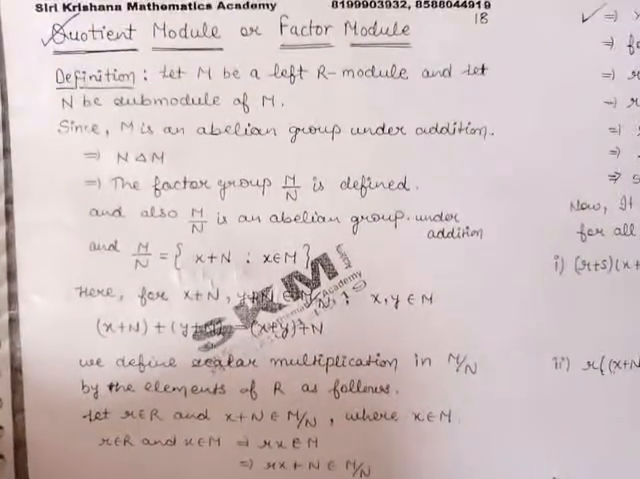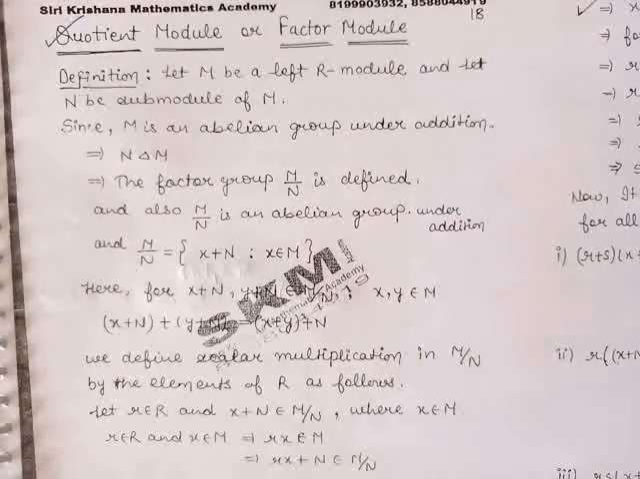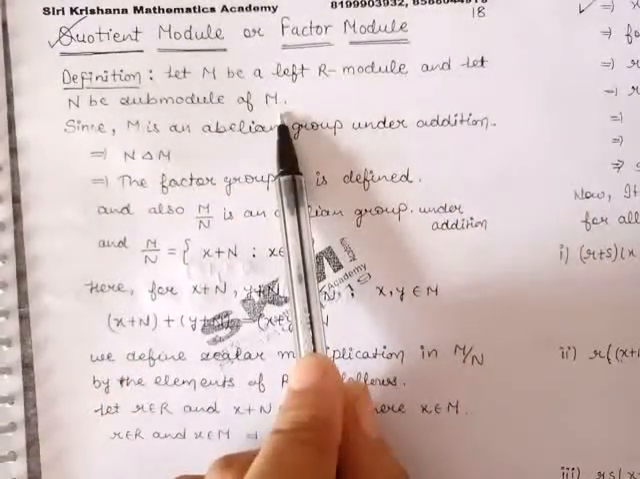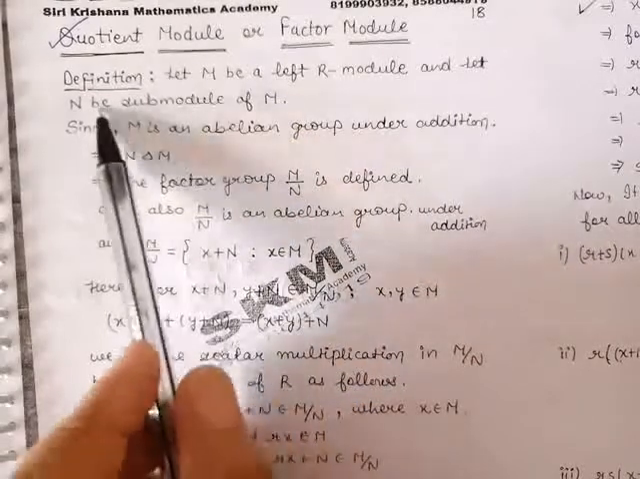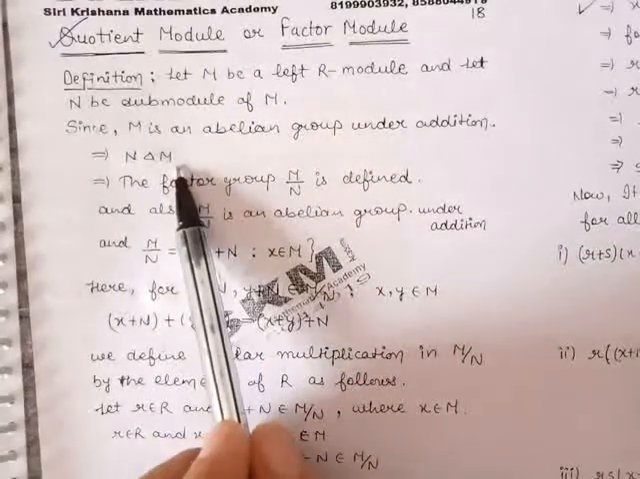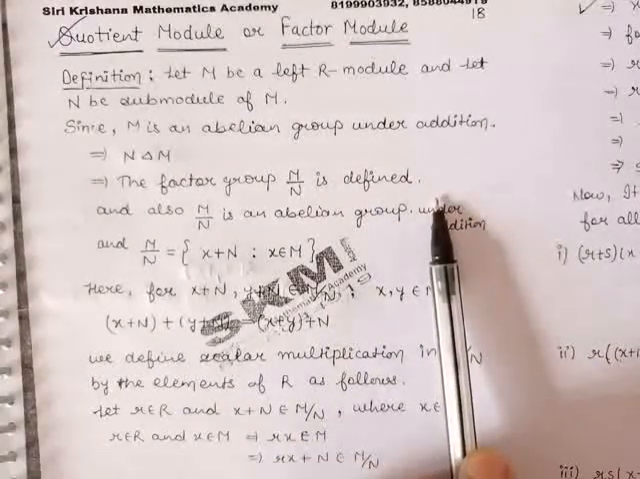Next we define the quotient module, or we can say factor module. So let us take M a left R module and N a submodule of M. We will define the factor module. To define a factor module, we need a normal subgroup of M. Now because M is a module, it is an abelian group under addition, and N is a submodule of M. Subgroups of an abelian group are normal. N is a submodule of M, so N is a subgroup of M under addition, and therefore N will be a normal subgroup of M. So we can say that the factor group M by N is defined, and that will also be an abelian group under addition.